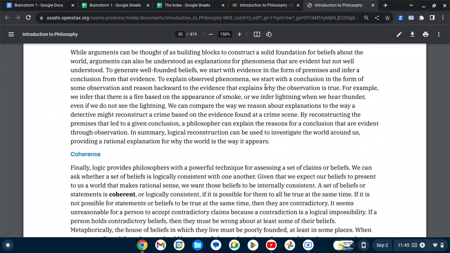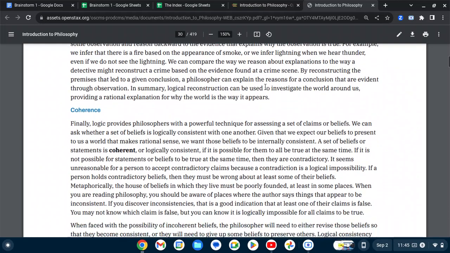For example, we infer that there is a fire based on the appearance of smoke, or we infer lightning when we hear thunder, even if we do not see the lightning. We can compare the way we reason about explanations to the way a detective might reconstruct a crime based on the evidence found at a crime scene. By reconstructing the premises that led to a given conclusion, a philosopher can explain the reasons for a conclusion that are evident through observation. In summary, logical reconstruction can be used to investigate the world around us, providing a rational explanation for why the world is the way it appears.